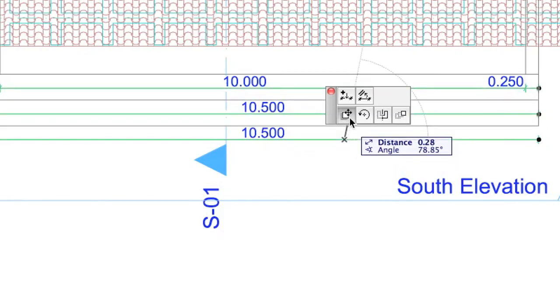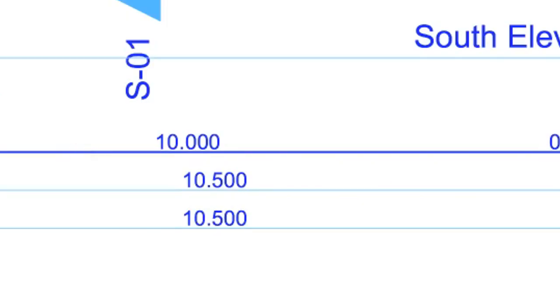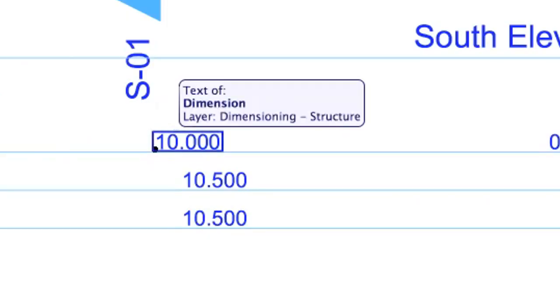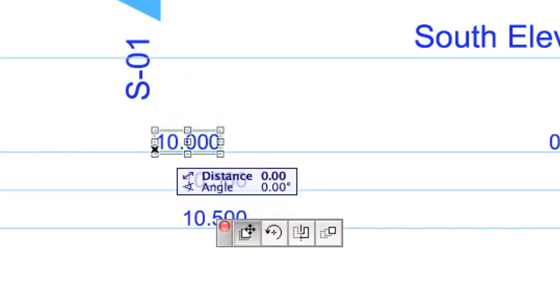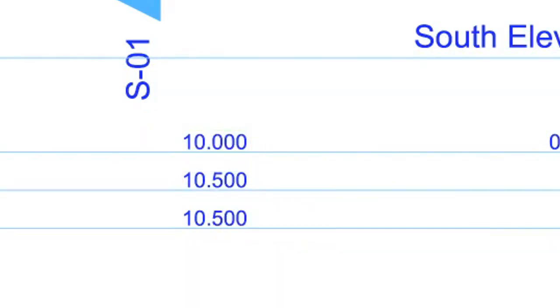Activate the drag command on the pet palette. Move the cursor downwards and type D0.5 into the tracker. Hit Enter. If necessary, modify the position of the dimension text and/or the section marker too by clicking on it and dragging or moving its end node.